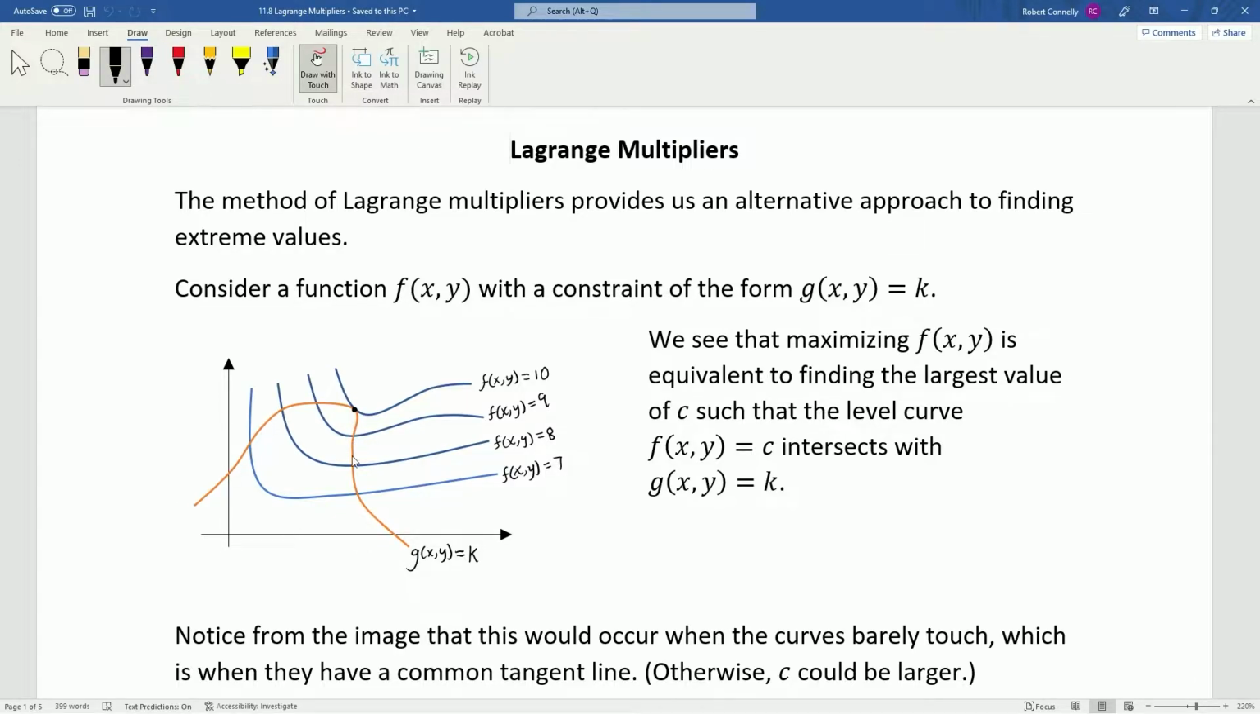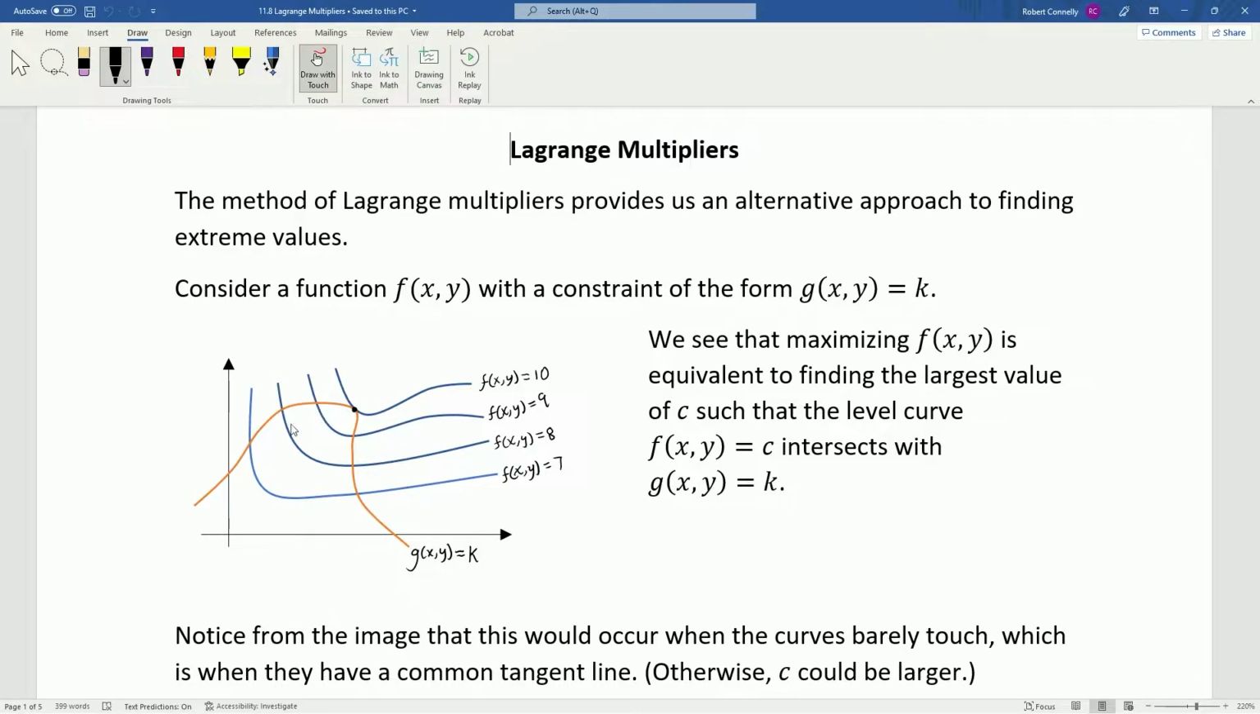That's our orange curve. So if this curve just barely touches this point, f of xy in this case is 10, right? Then we see that 10 is the maximum value the function can take here, because if it wasn't, that would mean this curve must go a little bit further and there's a larger value of c that we can take. So what else does that tell us?